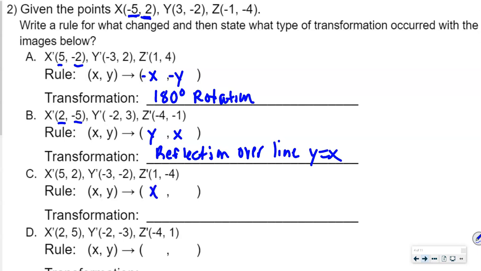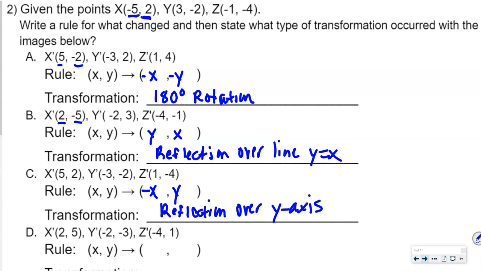The next one, 5, 2, again, started with negative 5, 2, so this did not flip, so this is still x, y. What changed? The sign, right, of the negative 5. It changed to a positive 5. Okay, so this is a reflection over the y-axis. So remember, when only the x or y changes sign, it's a reflection over the x-axis or y-axis, right? This is y-axis because it was the sign of the x that changed.